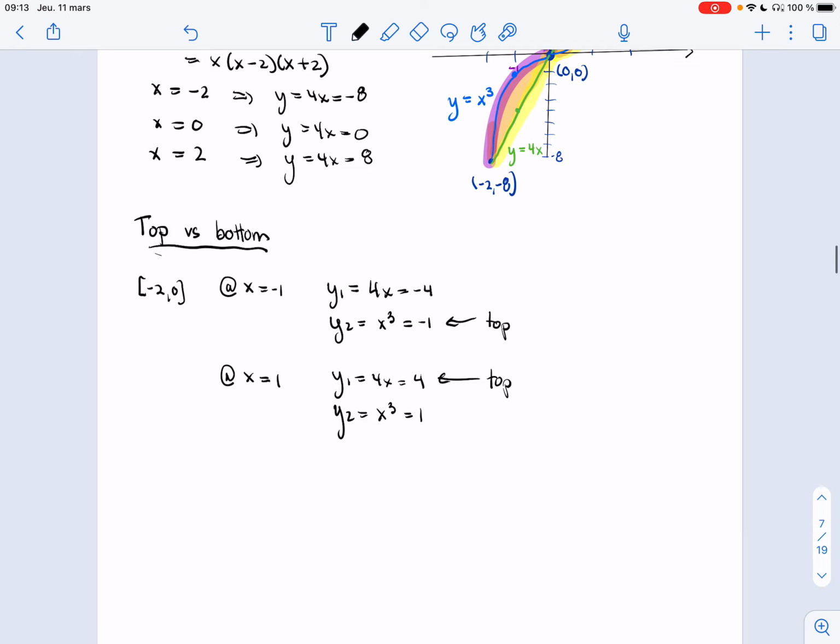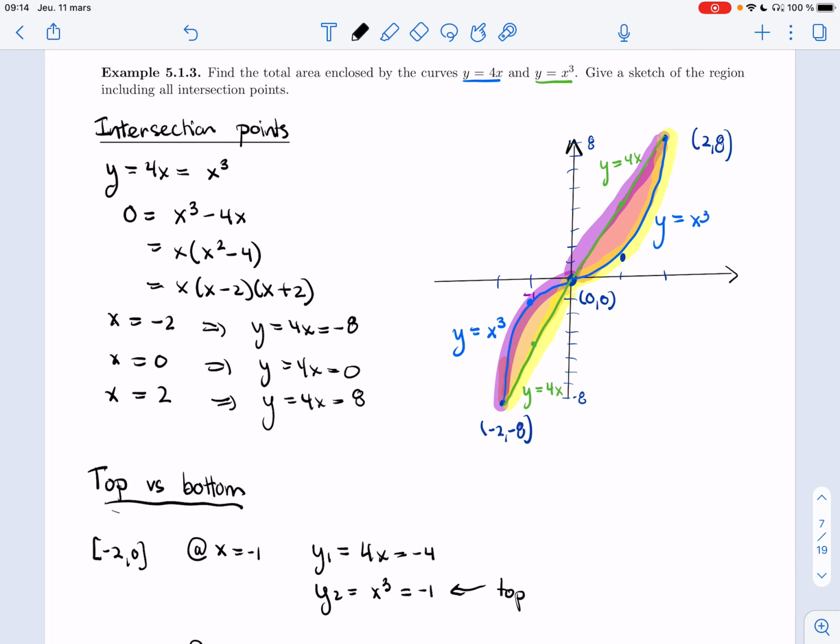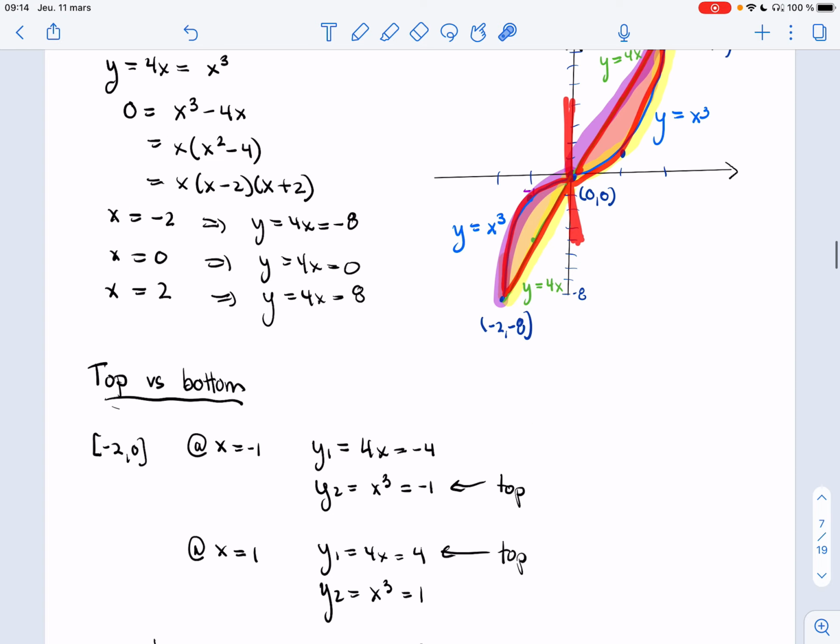All right, so when I set up my integral, I want to say it's the integral from -2 to 2 of top minus bottom. But in this case, I do not have a single formula for top. The formula depends on where I am. So I won't have a choice but to split my region here when top and bottom switch. I'm going to look at this part first and then this part second. And then for each of these two parts, I'll be able to choose top and bottom.